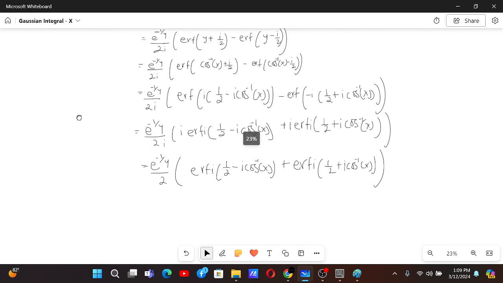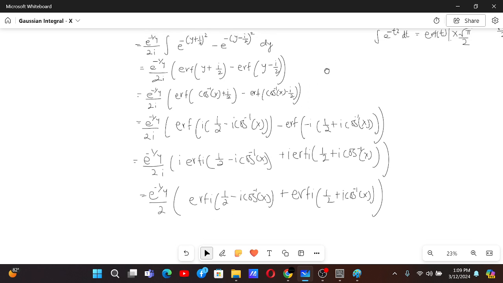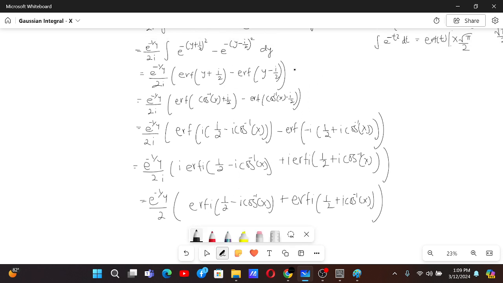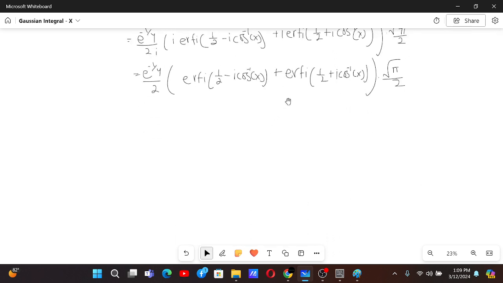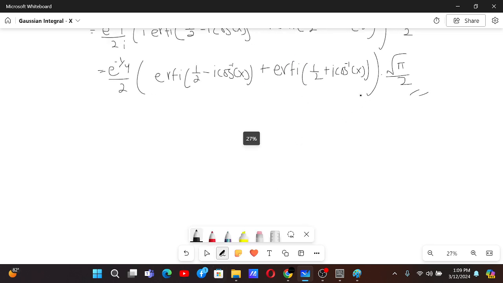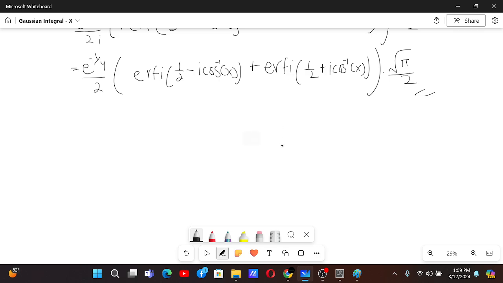Also over here, this is not just erf, this is this times root pi by 2, this times root pi by 2, this times root pi by 2, this times root pi by 2, this times root pi by 2. I'm so sorry for that. I always forget this root pi by 2. I don't know why. Okay, now I think this is the indefinite integral. Now let's check if this is correct or not from Wolfram Alpha, and then we will find the definite integral then.